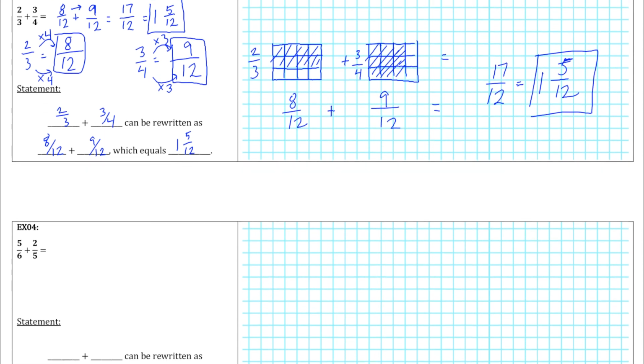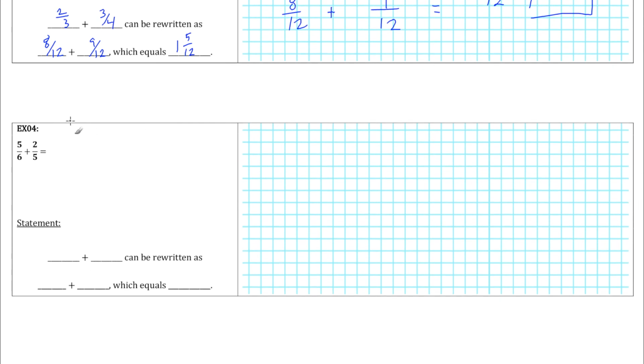One more example. This time we have sixths and fifths. So 5/6 plus 2/5. So 6, 12, 18. Now 5, 10, 15. Okay, so that didn't work. So I need to go further. 20, 25. 24, 30. So that didn't work. So count by 5s, 30.